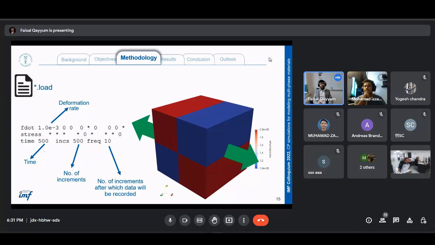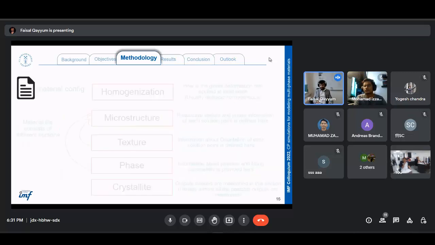The time basically defines for how much total strain, because it is a deformation rate. So the time defines how much total deformation there will be, and increments define how this total deformation is further divided into every increment. So this is just basically simple, like any other finite element tool, these boundary conditions.